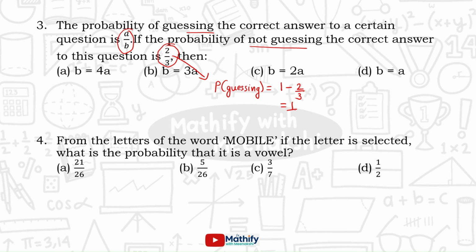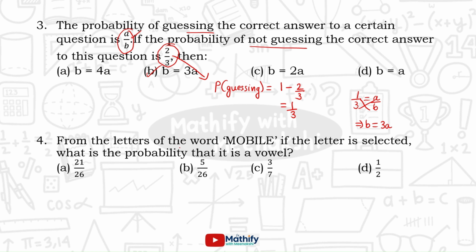That means probability of guessing is 1 by 3. But here it's also given that it is equal to A by B. So 1 by 3 is equal to A by B. Now just do the cross multiplication. From here you can say that B is equal to 3A. That means B option is correct. Let's move to next question.